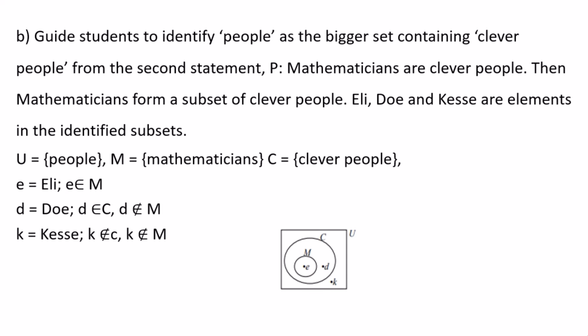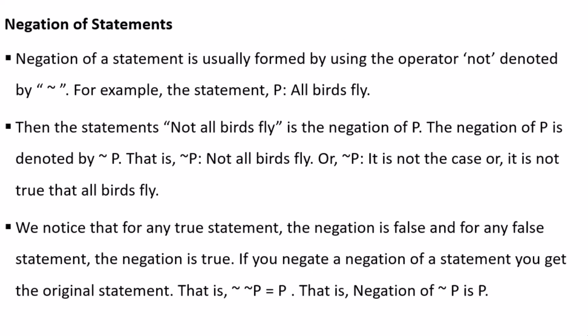Then Casey is not a clever person, therefore Casey is outside the clever circle. And because Casey is not a clever person, Casey can neither be a mathematician. So Casey is outside.